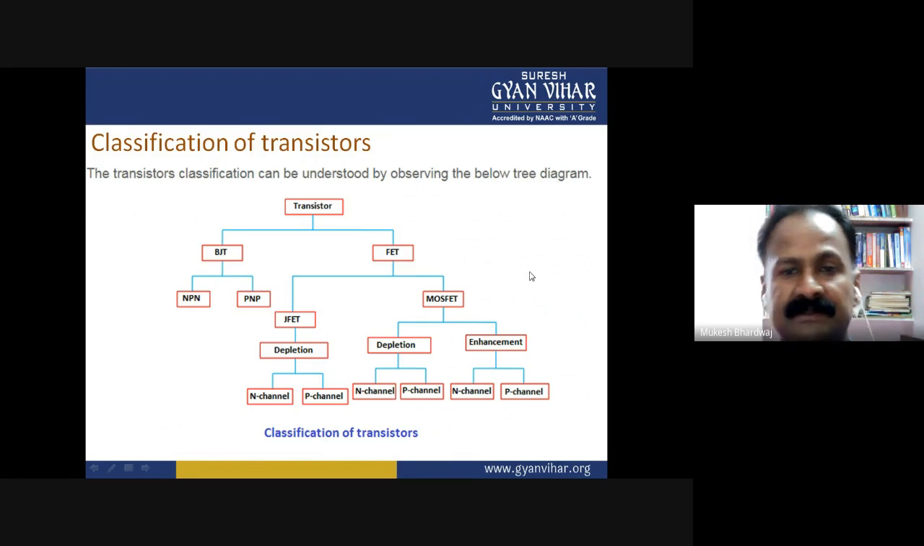Whereas FET is categorized further into two categories. One is JFET and the second is MOSFET. So junction field effect transistor and metal oxide semiconductor field effect transistor. Now, the junction field effect transistor, that is JFET, is further classified on the basis of the different modes it operates in, that is depletion mode and enhancement mode. So MOSFETs are on the two bases of mode of operation. One is depletion and the second is enhancement.